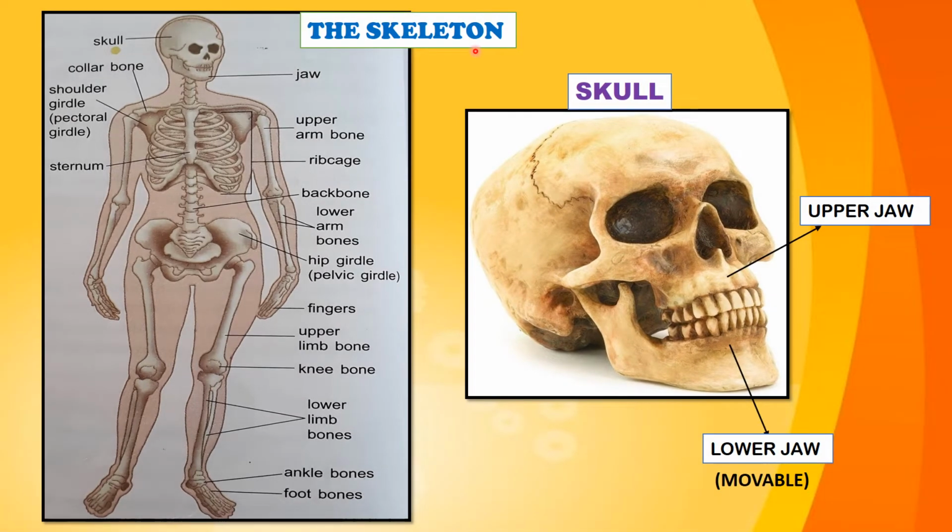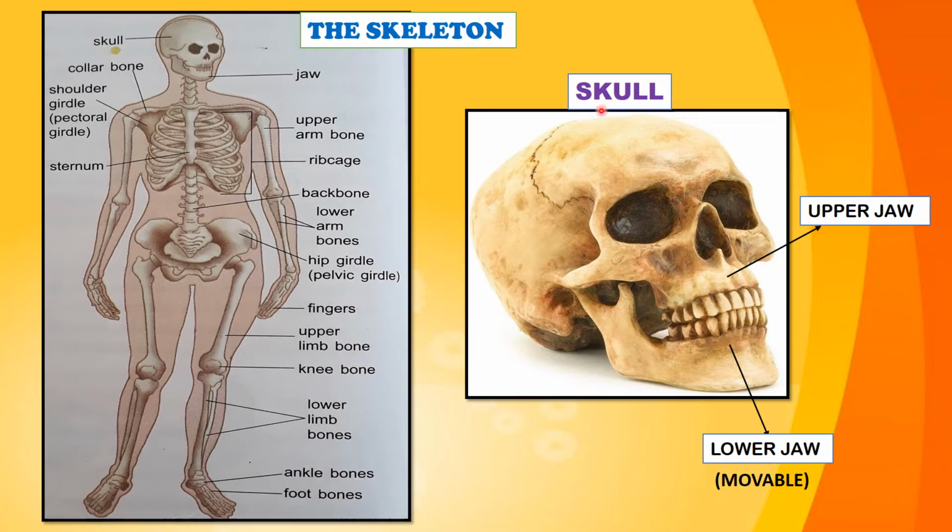The skeleton. Let us know how the human being shows movement. The human skeleton consists of 206 bones. It is divided into the following parts: skull, rib cage, backbone, girdles like pectoral girdle and pelvic girdle, bones of the upper limb, and bones of the lower limb. Let us study in detail about the different parts of the skeleton.